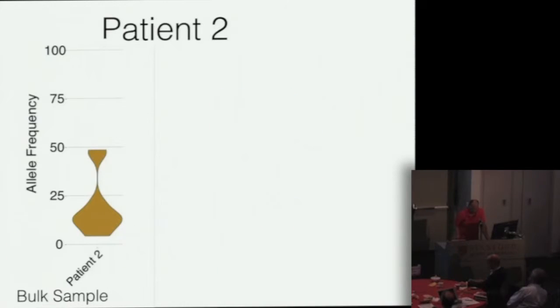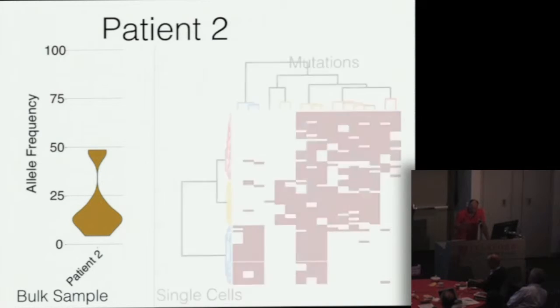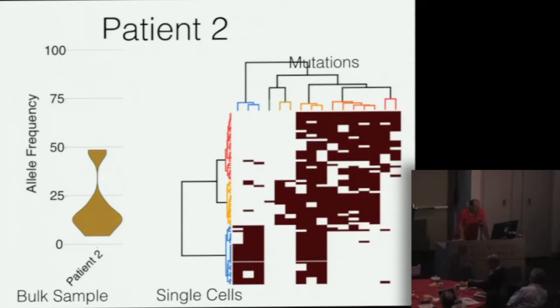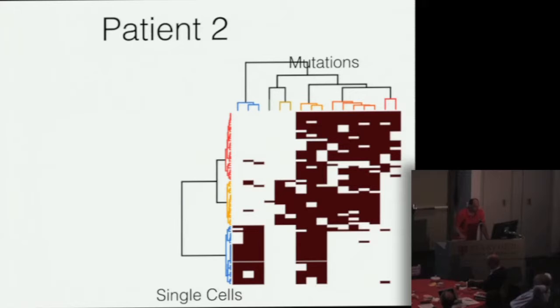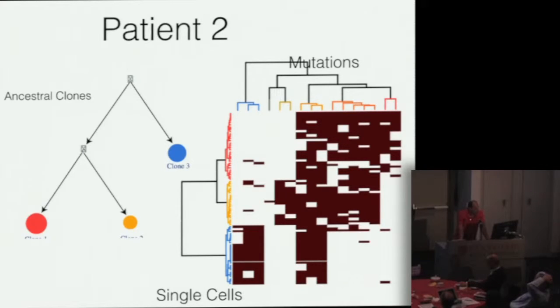Here's another one. Again, the allele frequency from the bulk sample looks kind of like a big blob. There's clearly something interesting going on, but it's hard to infer what the clonal structure might look like from that. And here's what it looks like. So here you can see there's more clones, and they're quite distinct, and there's some relationships between them when you look at the sharing of mutations between the clones. And the tree ends up looking something like this.